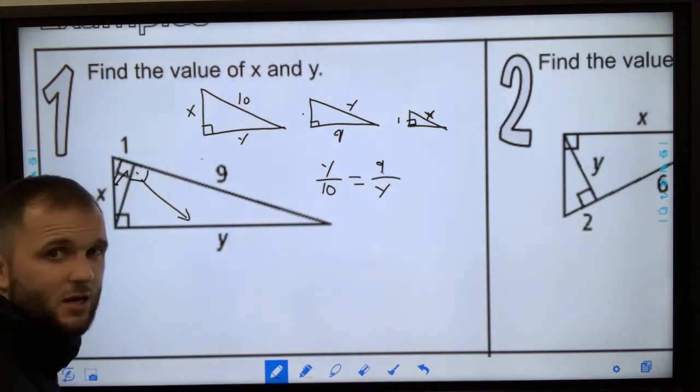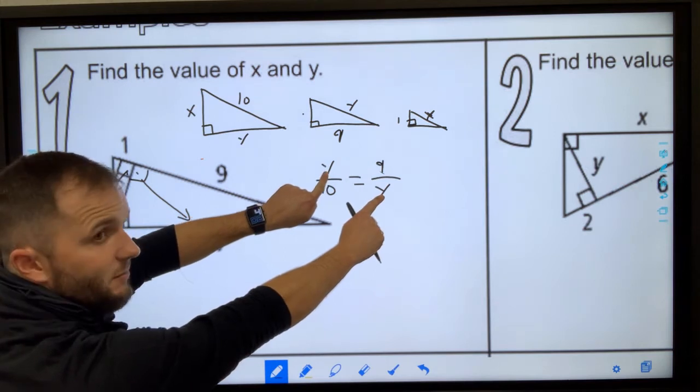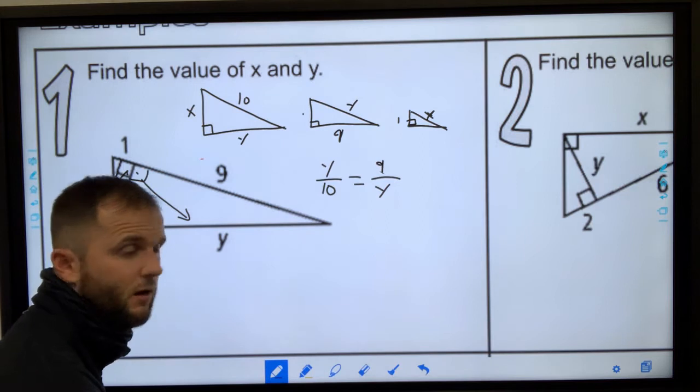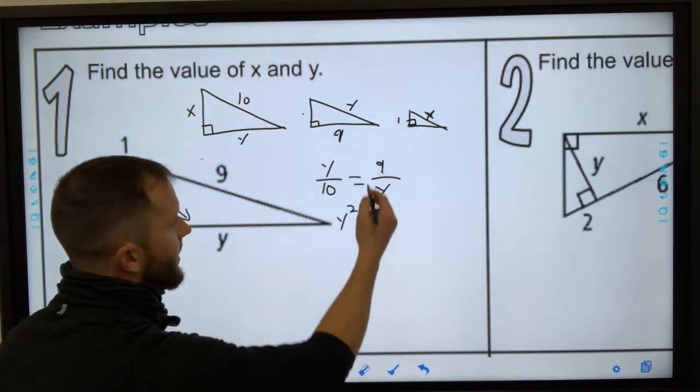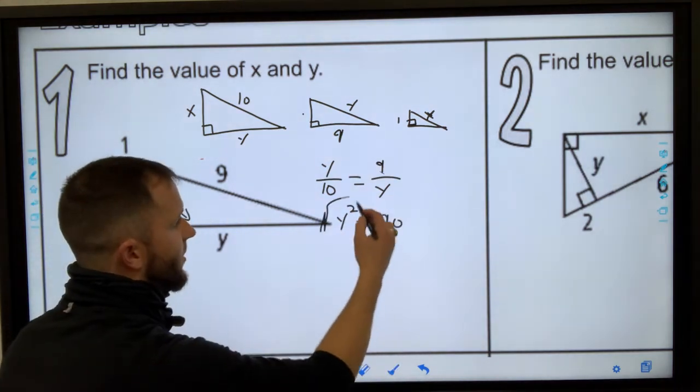So right now when I'm talking about geometric mean, the same numbers are going to show up on the top and bottom right here. So when I cross multiply, I'm going to end up having to square something here, okay? So y times y is going to give me y squared. 9 times 10 is going to give me 90. And then I'm going to take the square root of both sides.